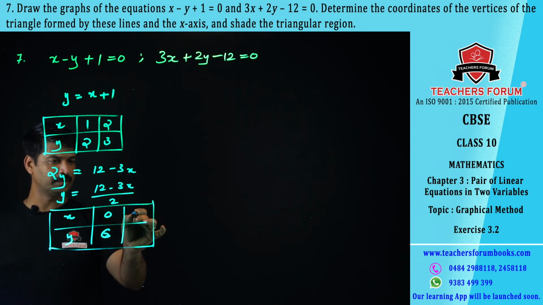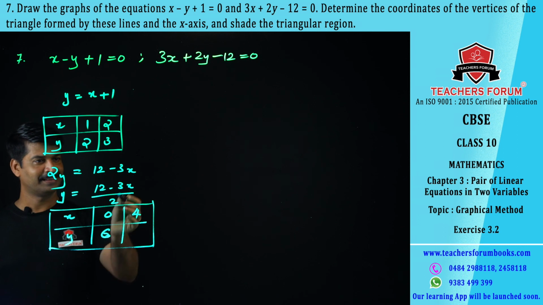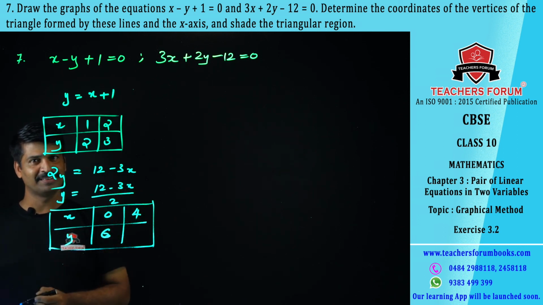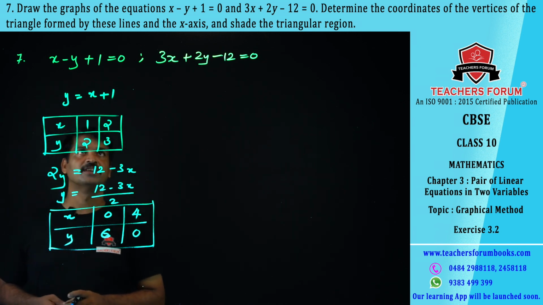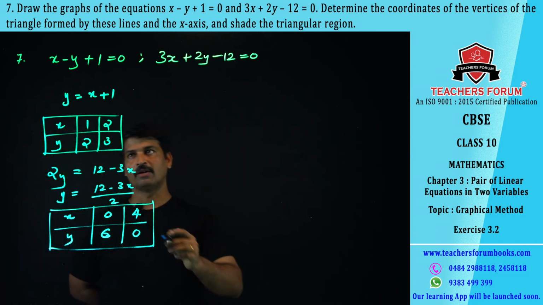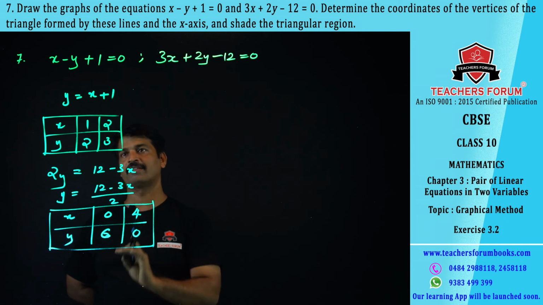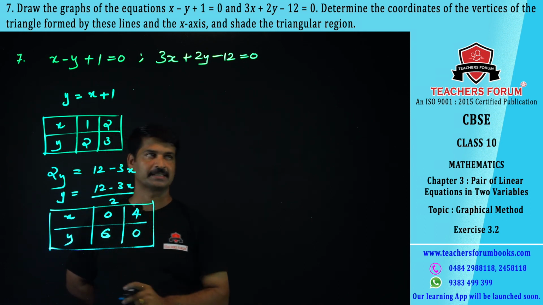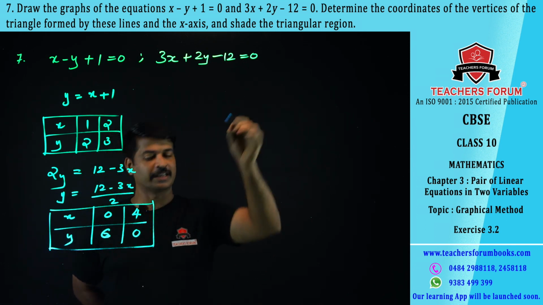Now you can put x as 4. Then 3 4s are 12. 12 minus 12? 0. 0 by 2? 0. Now let us plot the graph for the first one. Now the maximum value of x is 4. The maximum value of y is 6. Okay. Now let us draw the graph.